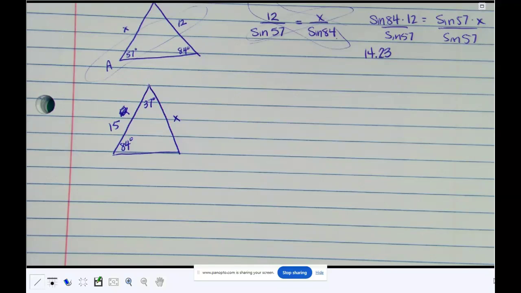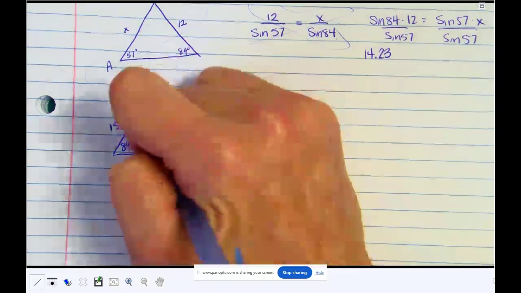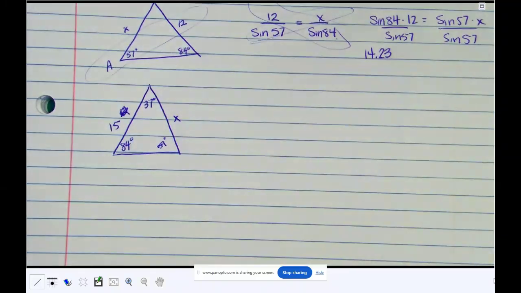Okay, what appears to be the problem initially? We're missing an angle. We don't have that matching pair, right? I have to have an angle and its opposite side. But there's enough information to get it. Triangle's 180 degrees. 59. Now you have enough information to use the law of sines. So go ahead and do that for me, please.